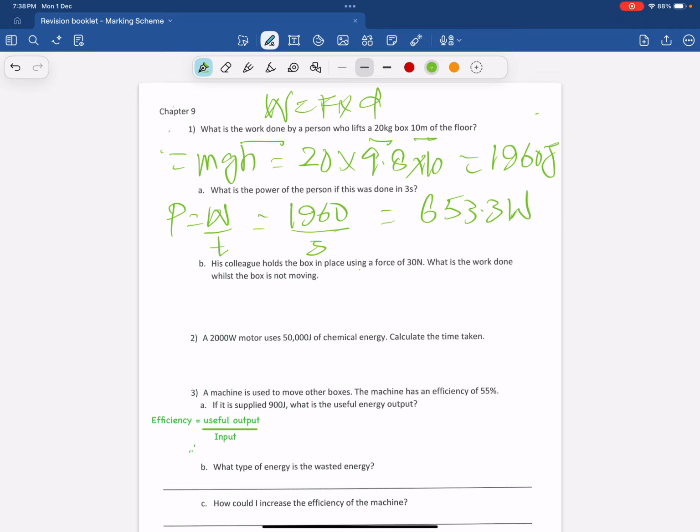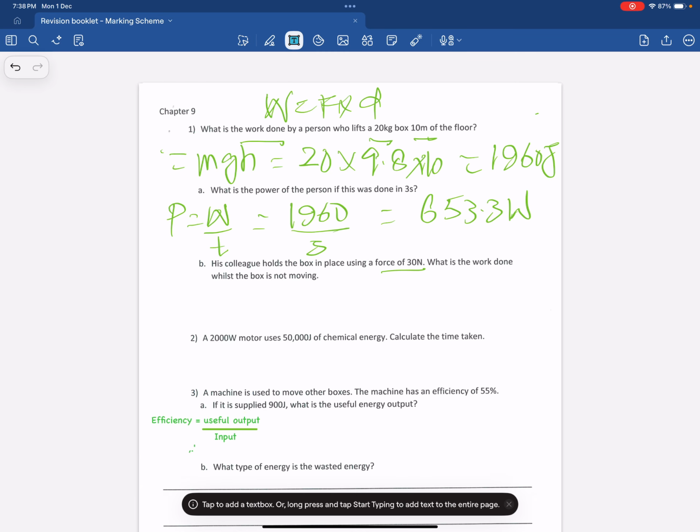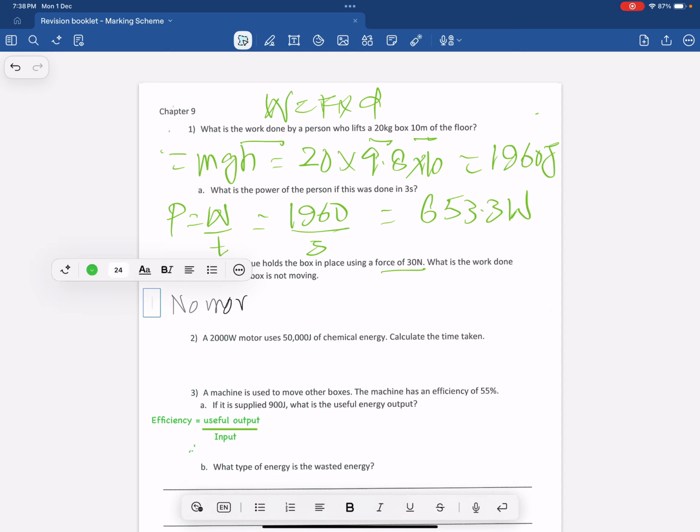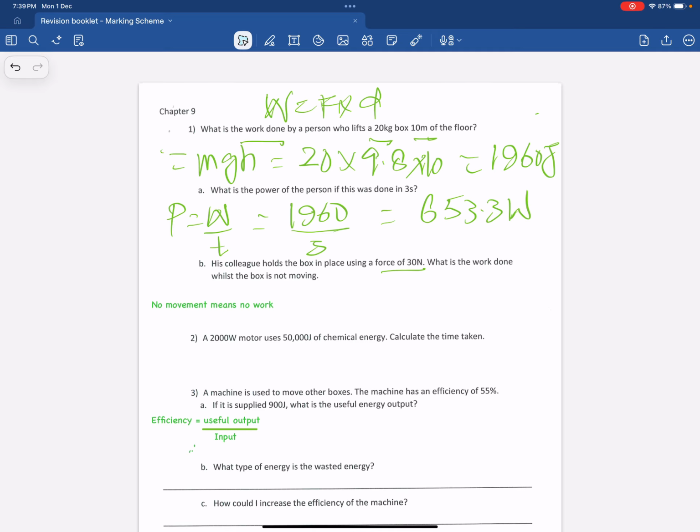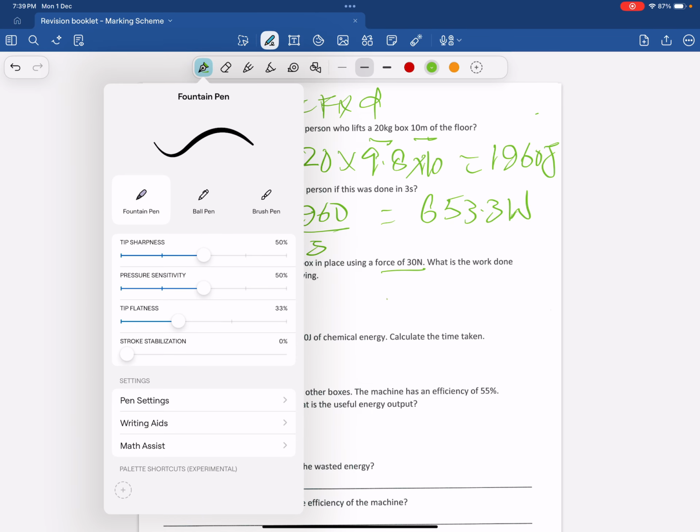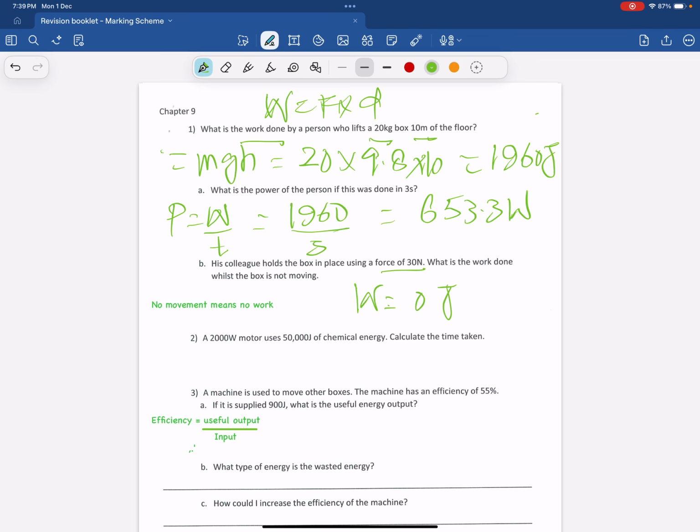His colleague holds a box placed using a force of 30 Newton. So we have force 30 Newton, work done, whilst box not moving. So if box not moving, there's nothing happening. It means that thing when nothing is moving. So no movement. If I write it down for you, so remember that thing. So no movement means no work is done, of course. So it means that if we calculate, here work done is equal to 0 joules.